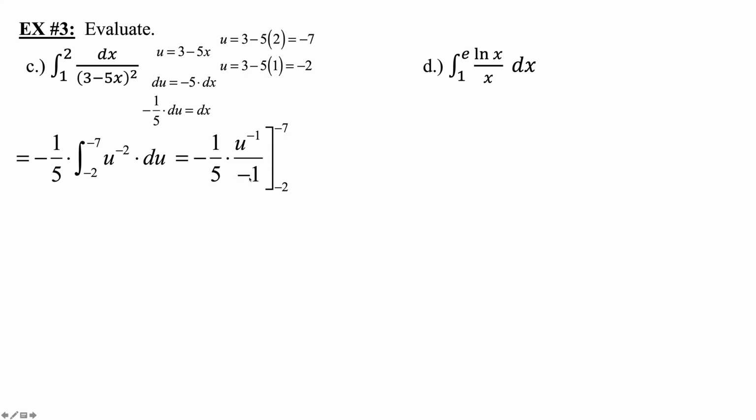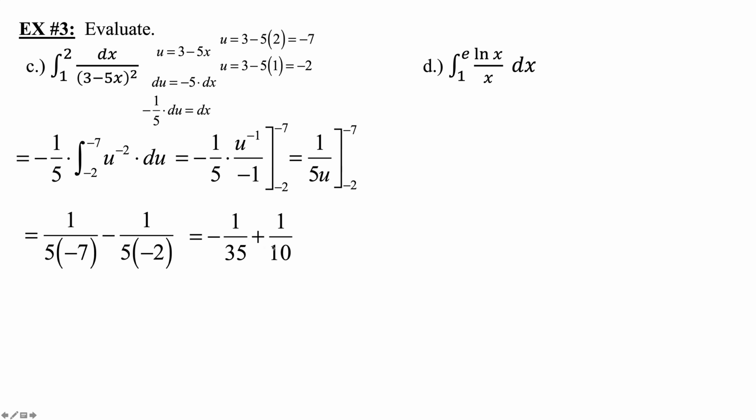So here we have a negative and a negative, which is going to change this to a positive anyhow. The u to the -1 is going to come to the bottom, so we have 1 over 5u. Okay, let's plug this in. So we got 1 over -35 minus 1 over -10. Well, minus the negative, because it's going to change that to plus 1/10. And we need common denominators, so that would be a 70. So this will be -2 over 70 plus 7 over 70, and that would be 5 over 70, which reduces to 1 over 14.